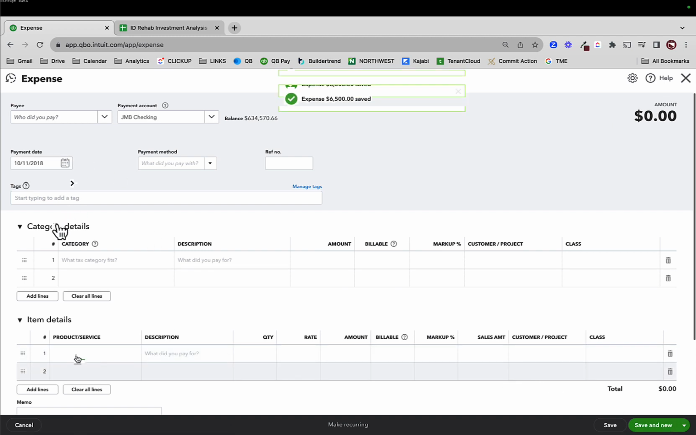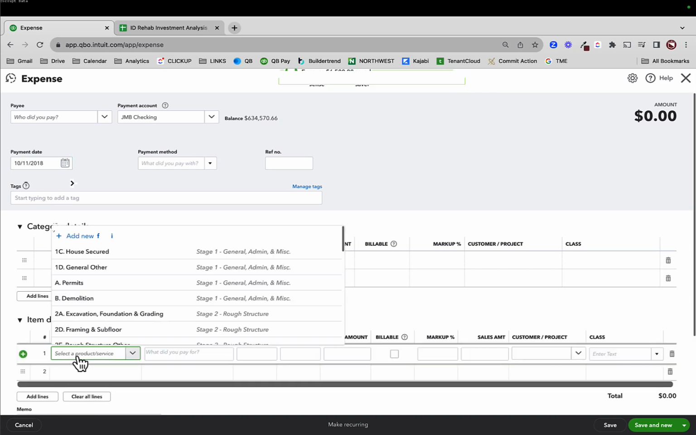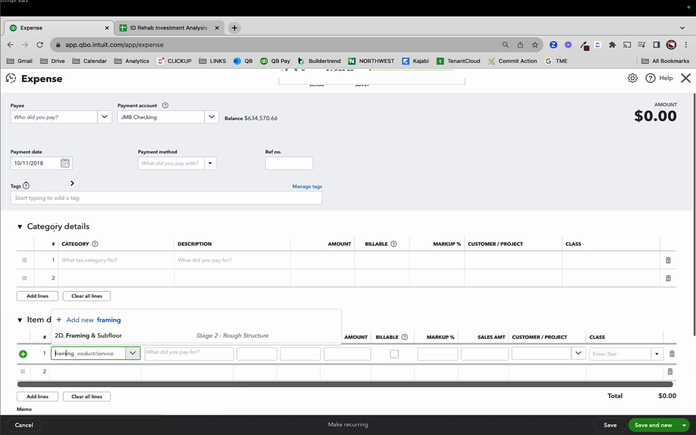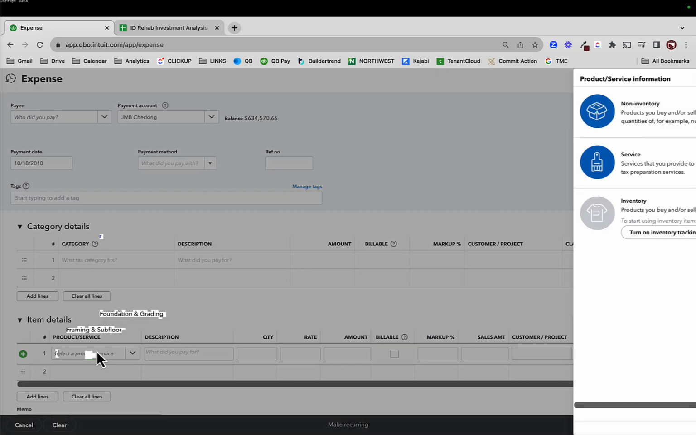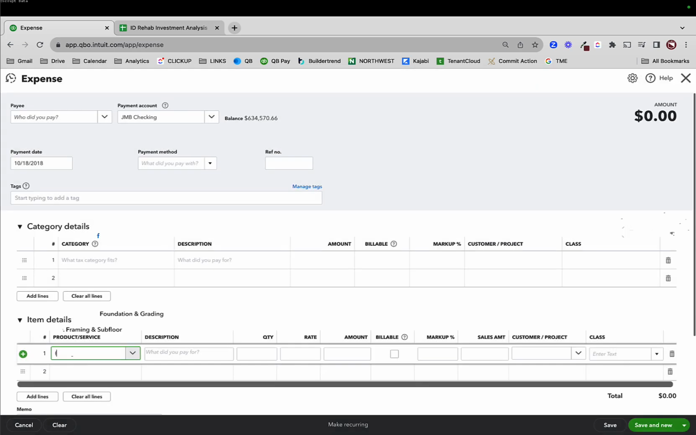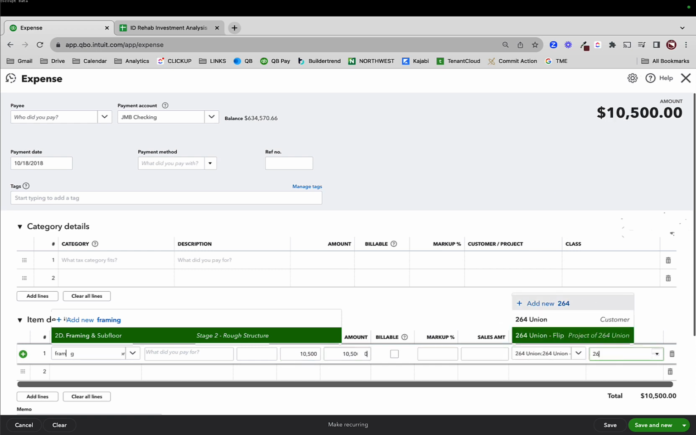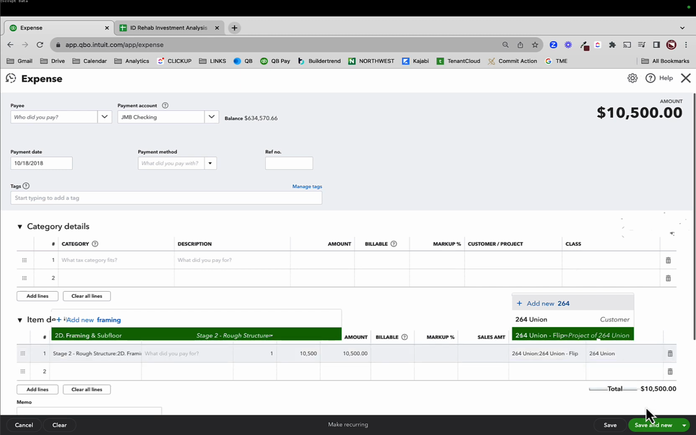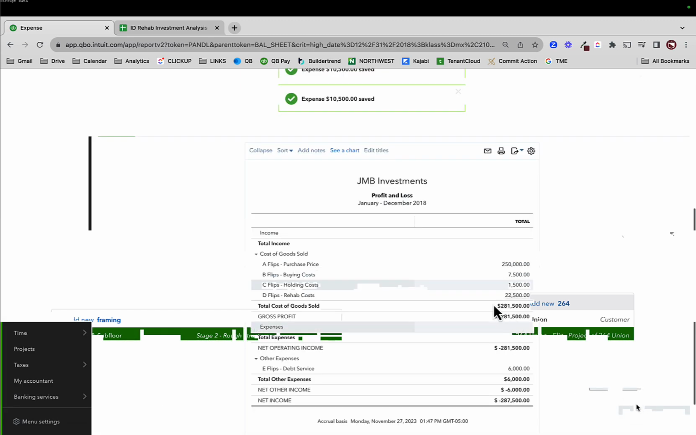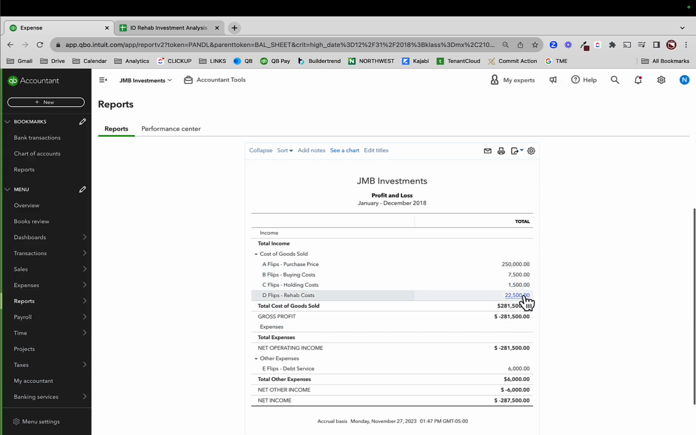Now, you're probably going to have hundreds of transactions, right? I'm just going to plot a few out on here just so we can see what is happening. Let's say I spent $10,500 on framing, and we'll just stop there to see where we're at. So save and close. Okay, so now we can see the rehab cost populates into my P&L. So I've spent so far $22,500.